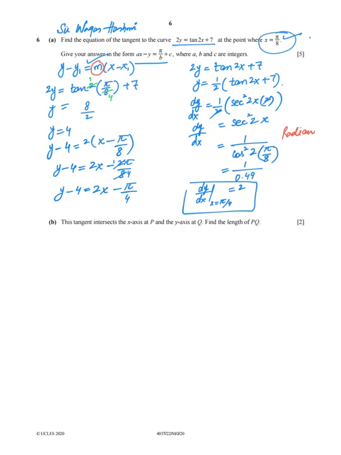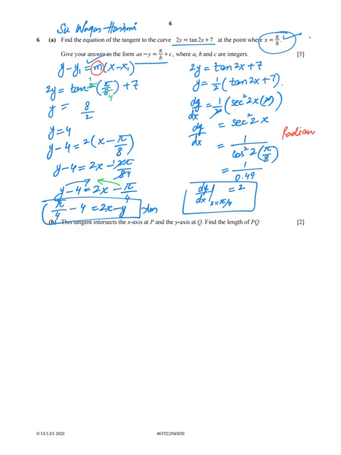I will arrange the equation, so that will be 2x. I'll shift y to the right side, it's minus y, and I will shift the negative pi upon 4 to the left side, so that will be positive pi upon 4 minus 4. So that is the equation of the tangent, and that is your final answer.